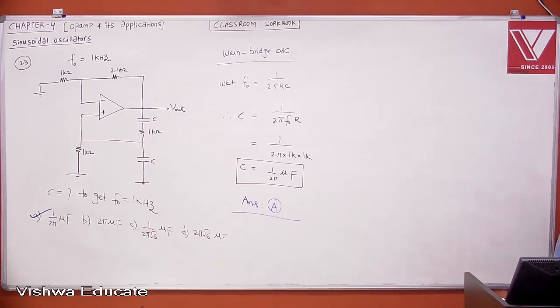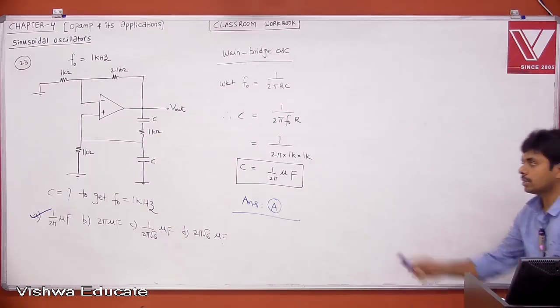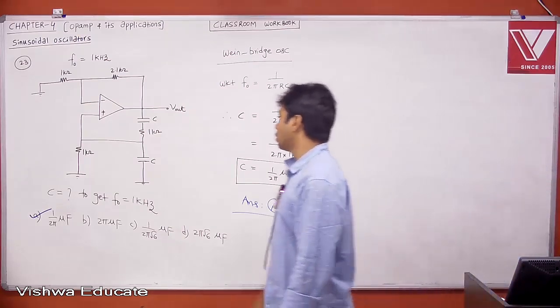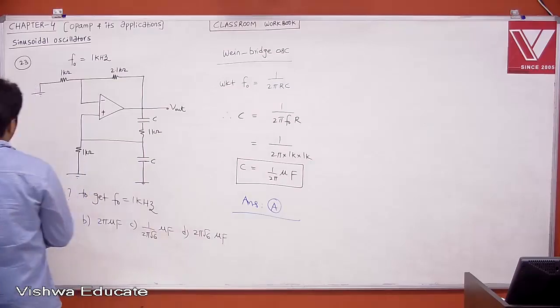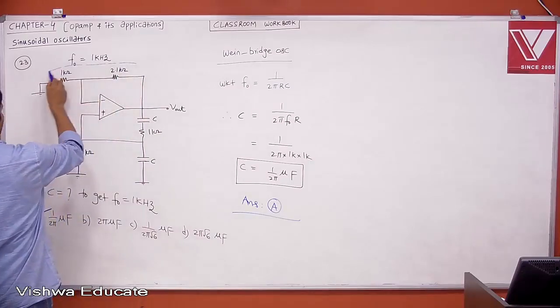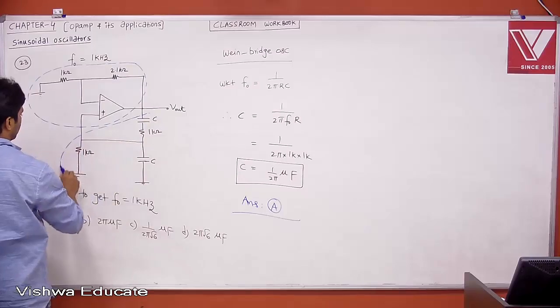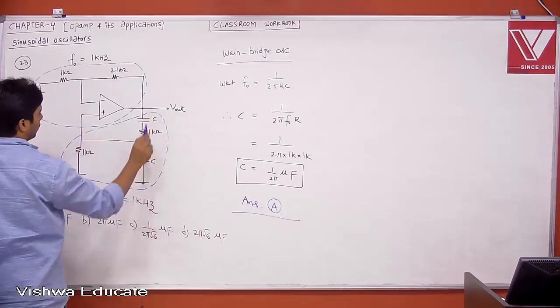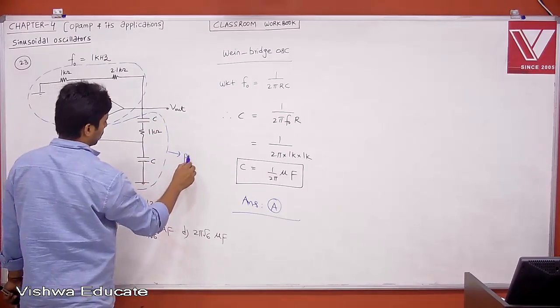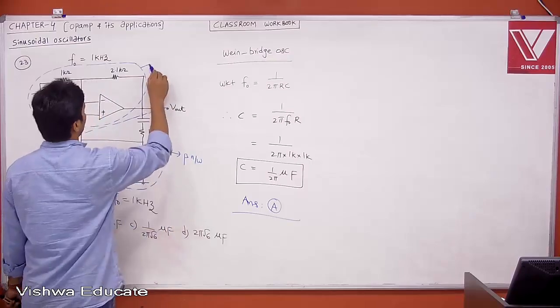Done? Okay. One more observation. This is the Wien bridge oscillator, but this is nothing but your open loop amplifier, and this is your beta network. This is the beta network, and this is your open loop amplifier.